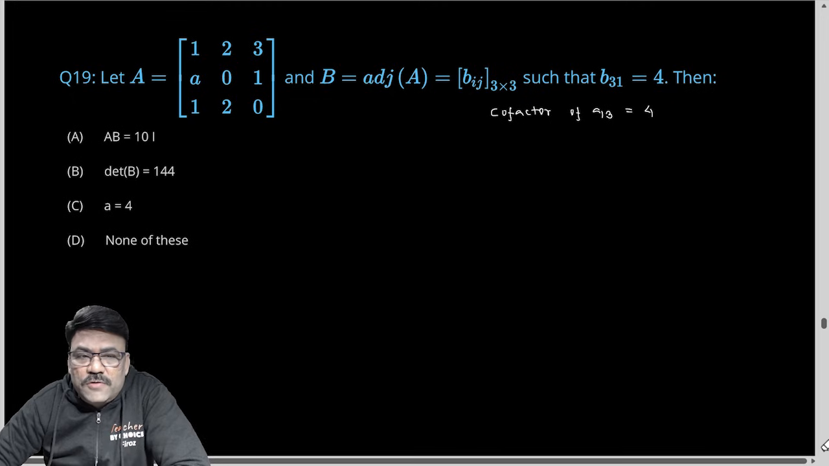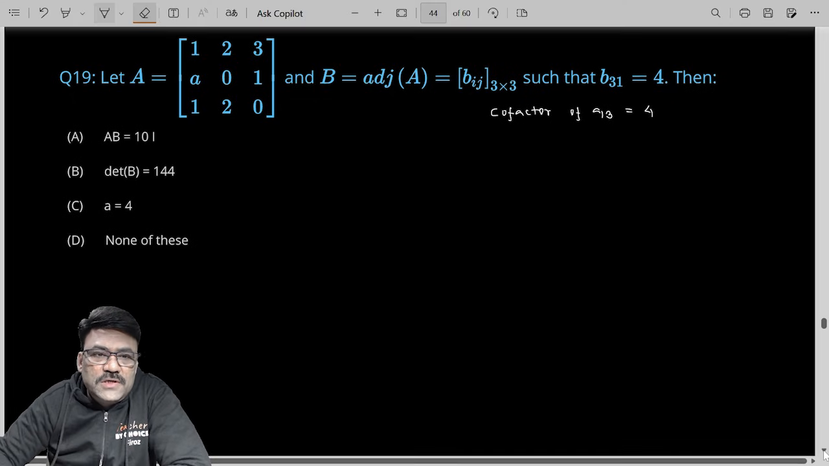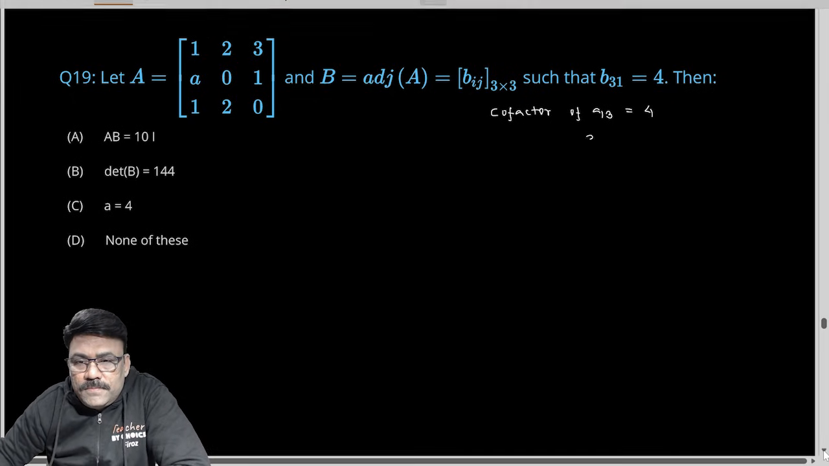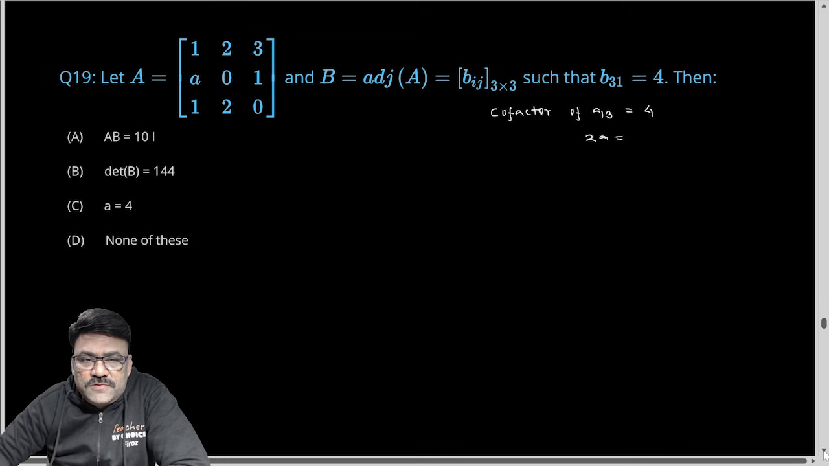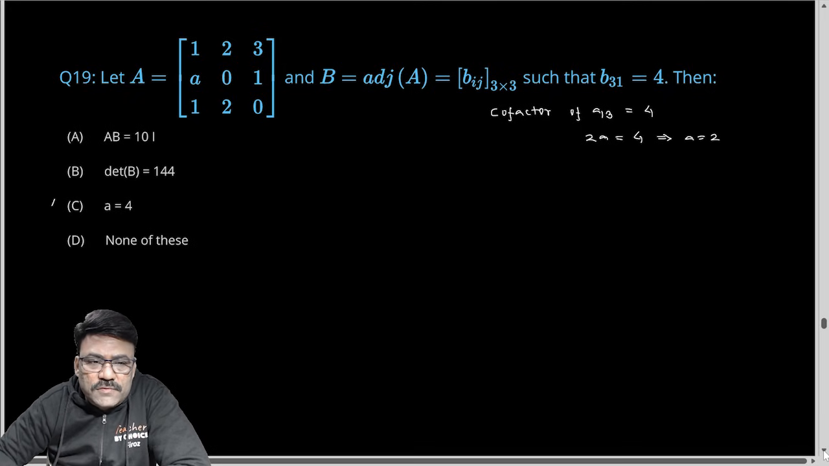And what will be the cofactor of A13? Just check. The cofactor of A13 means you are taking the cofactor of this element 3. So that will be 2A. 2A is 4, so hence A will be 2. A will be 2 means this option is false.